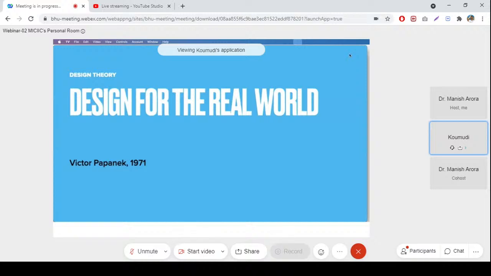The content of this lecture is, of course, based on the works of Papanek himself, for which I will largely be referring to two of his books. The first one is Design for the Real World. It was published in 1971. And there was a sequel to this book called Design for the Human Scale. I will be referring to both these books to illustrate his perspective on design.